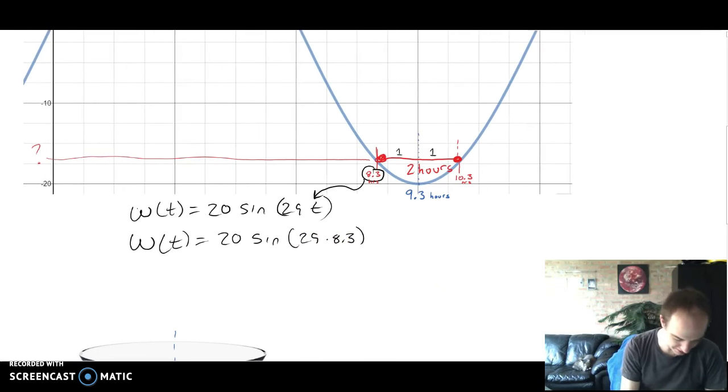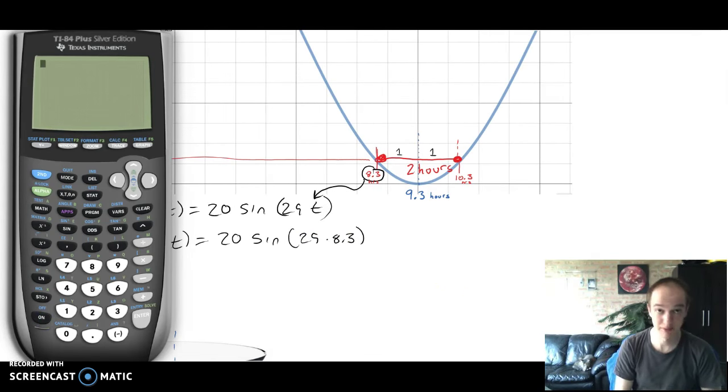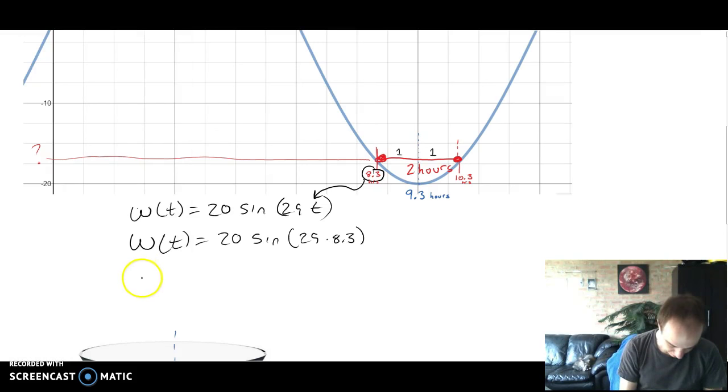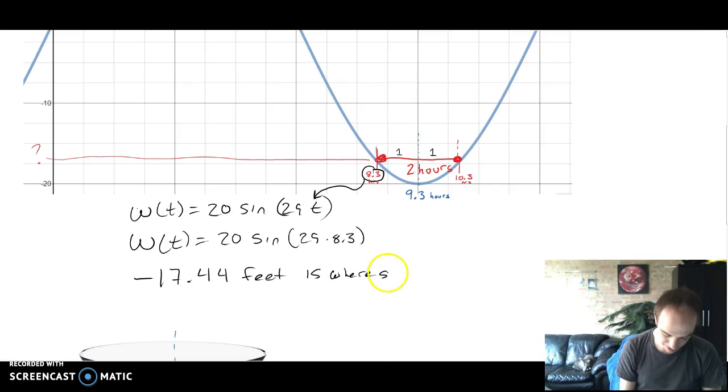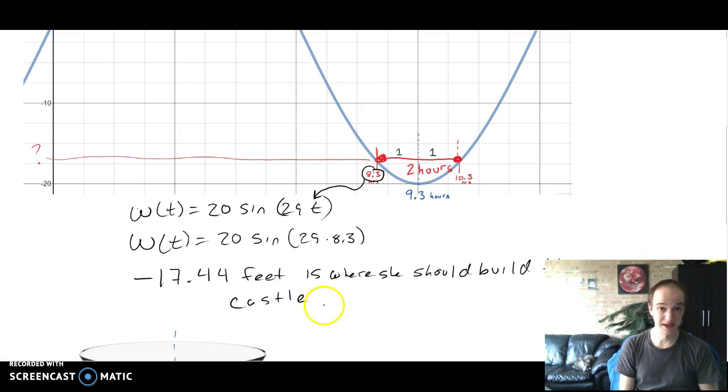And this is where you go to your handy dandy calculator, turn it on, make sure you're in degrees, not radians, and just type in 20 sine of 29 times 8.3. Close parentheses. And you get that the water level is going to be negative 17.44 feet. So negative 17.44 feet is where she should build the castle.